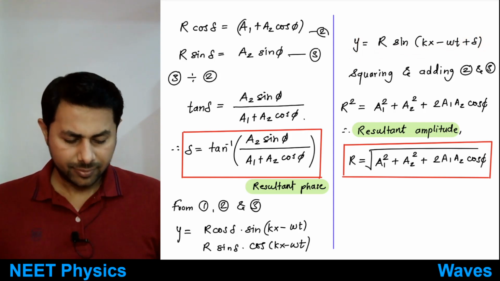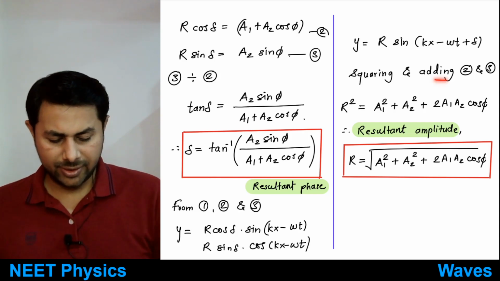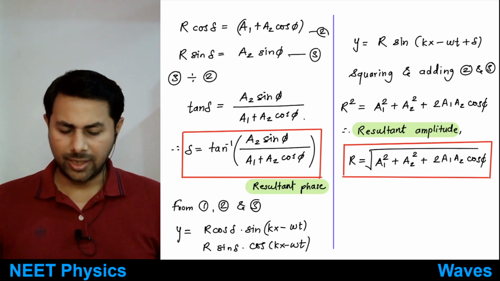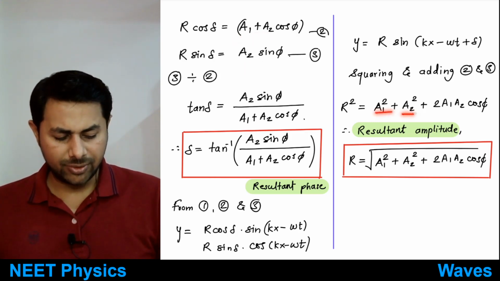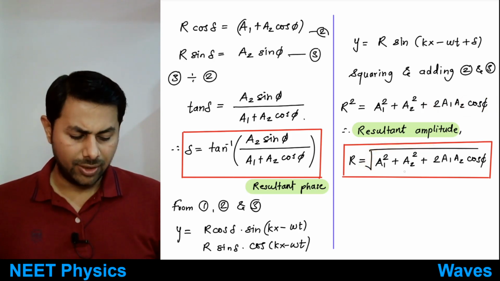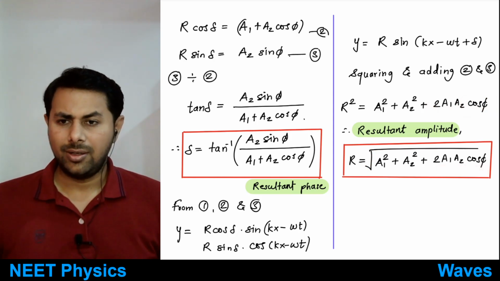Now if you square and add this equation and this equation, you get to know what R is. If you square and add these two, you get a1 square plus a2 square plus 2a1a2 cos of phi, and then if you take the square root, R equals square root of a1 square plus a2 square plus 2a1a2 cos of phi.